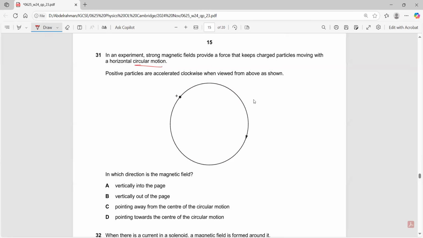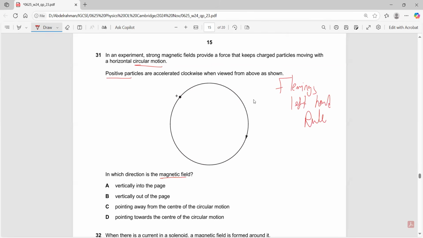Now, first of all, how can I even think about solving this question? First of all, this is a positive charge, right? You have some particles moving, positive particles are accelerated. Positive particles and a magnetic field. Then I will use Fleming's left hand rule, right?